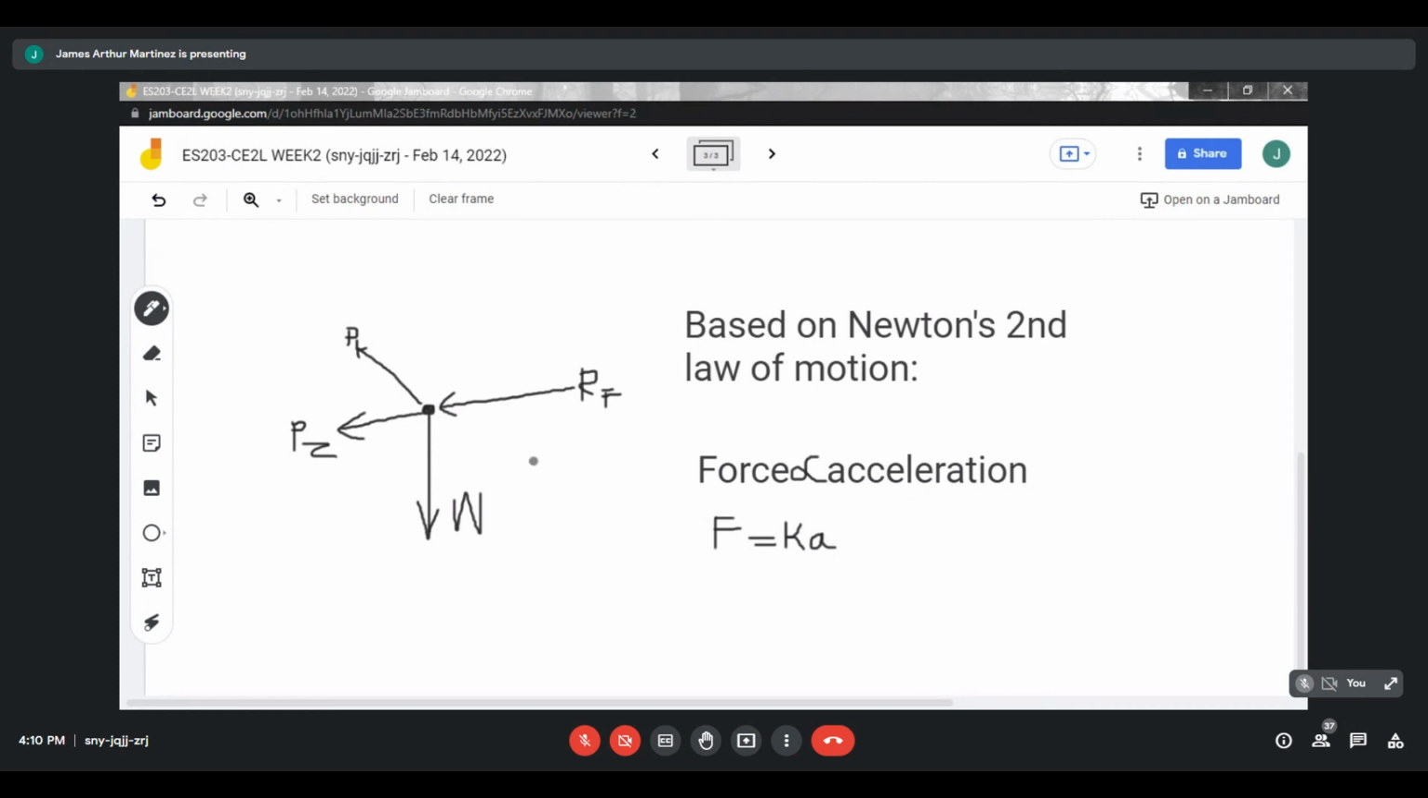So in this case, our force is the resultant force acting on the body, equal now to the constant of proportionality times acceleration.